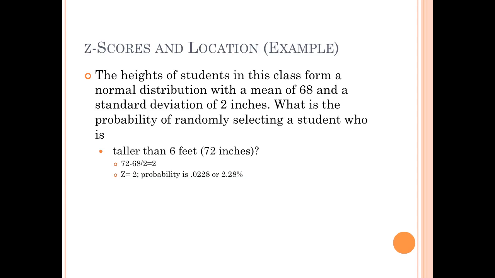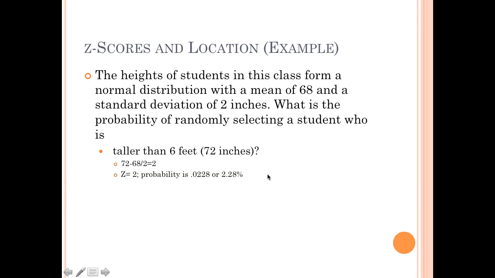Then you look up the probability on your normal curve table, and you use the left-hand side to find a z-value of 2, and then go over to the smaller portion column, and that's where this 0.0228 came from, which is about 2%. So the probability of randomly selecting one student who's taller than 6 feet, if the mean is 68, is only about a 2% chance.